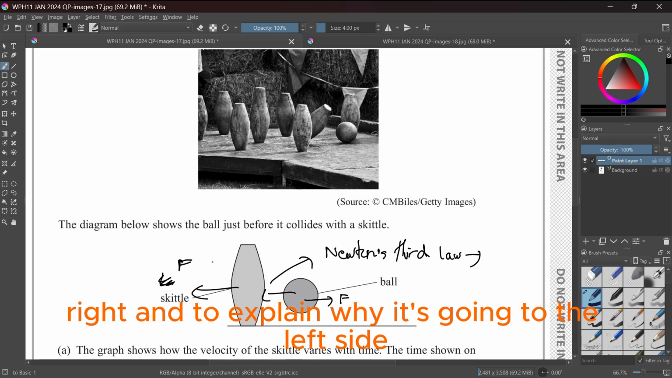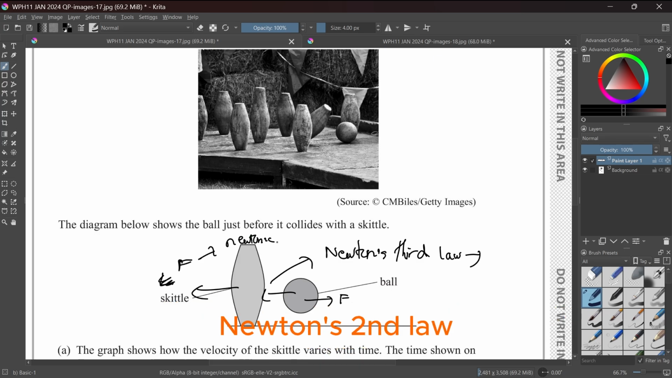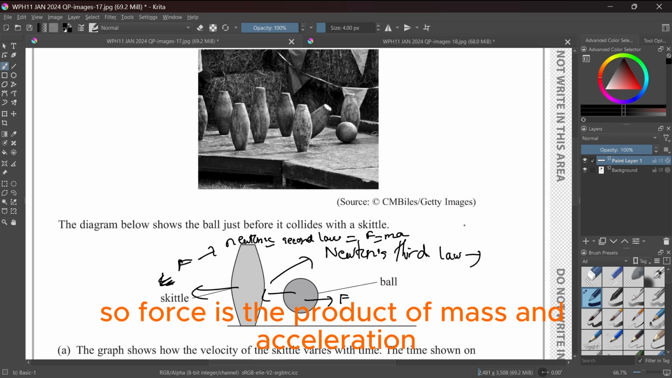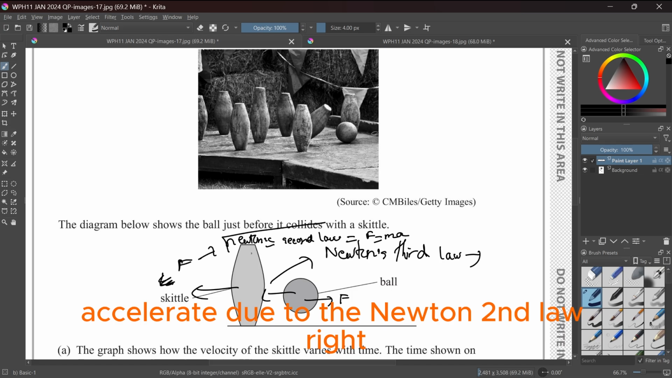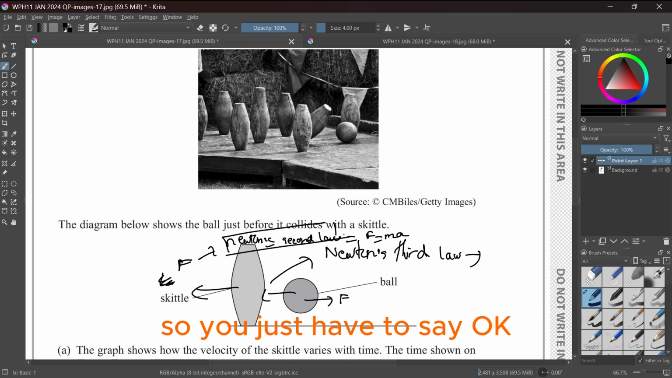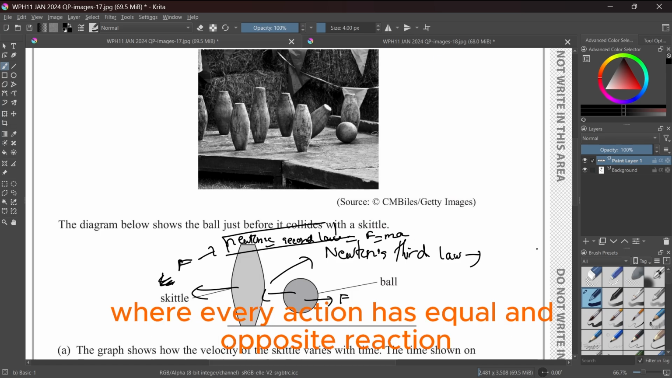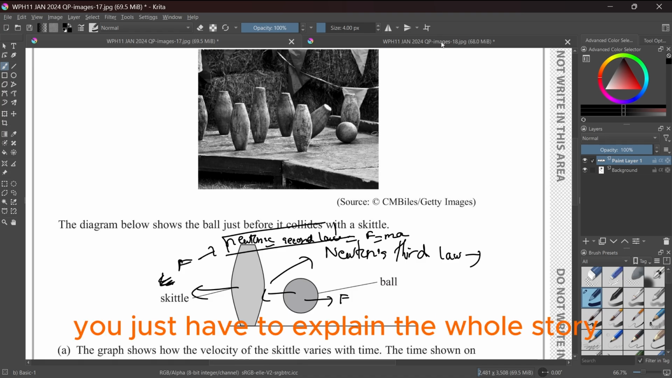And to explain why it's going to the left side, you will have to use Newton's second law. What it basically says is the formula F equals ma, right? Force is the product of mass and acceleration, so it will accelerate due to Newton's second law. That's the simple thing. So you just have to say acceleration happens due to Newton's second law, and during the collision Newton's third law applies, where every action has an equal and opposite reaction, where the skittle will go left, the ball will decelerate a bit, and that's it. You just have to explain the whole story.